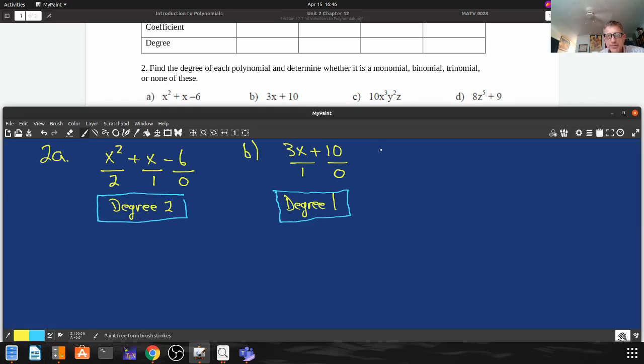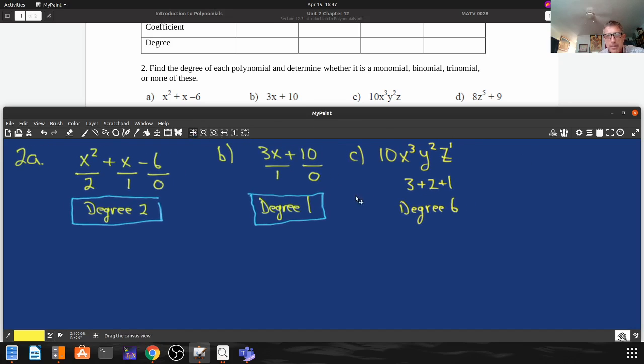Number C, 10x cubed y squared and z. So this is a polynomial in the variables x, y, and z, and its degree is 3 plus 2. Remember, z is raised to the first power, plus 1. So this has degree 6.